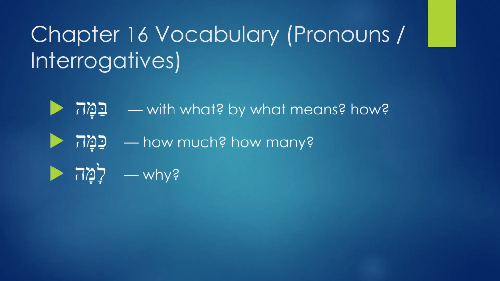Then we come to pronouns, or interrogatives. We have bama. Bama means with what, or how. Interrogatives ask questions, so bama means with what or by what means. Next we have kama. Kama means how much, how many. Next we have lama. Lama means why.